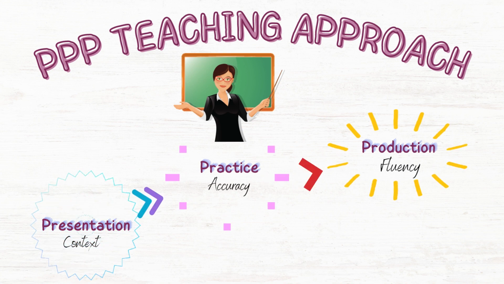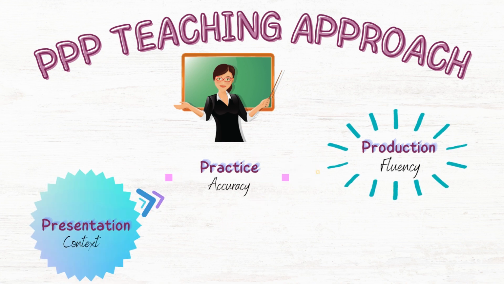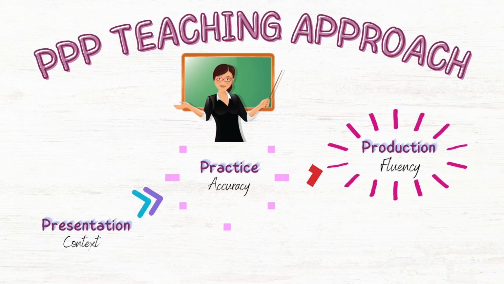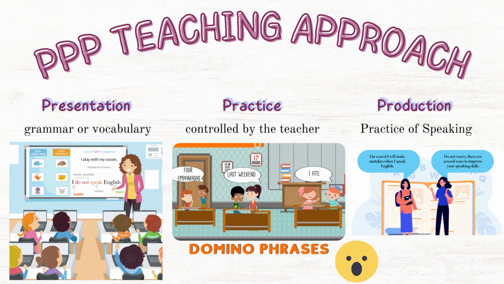In the practice phase, emphasis is on accuracy, which is the ability to produce a correct form, and the production phase is supposed to develop fluency, the ability to speak naturally. As it was mentioned before, the PPP model is divided into three phases. Phase number one is the presentation phase, which is controlled by the teacher.